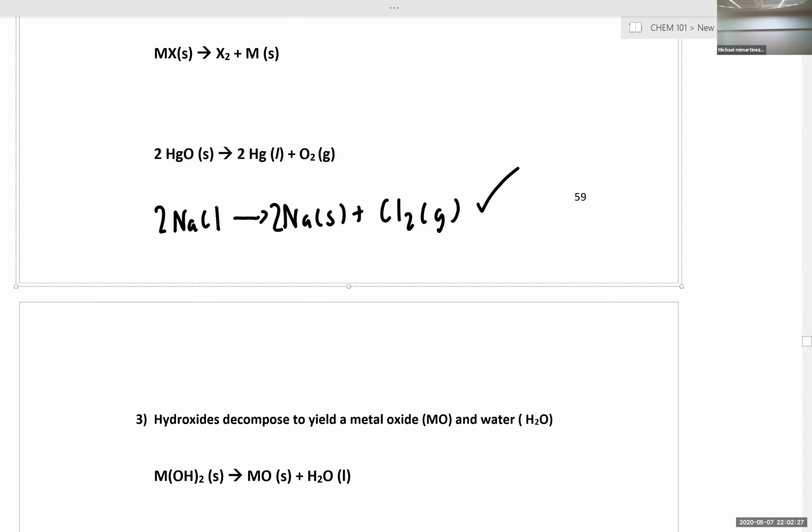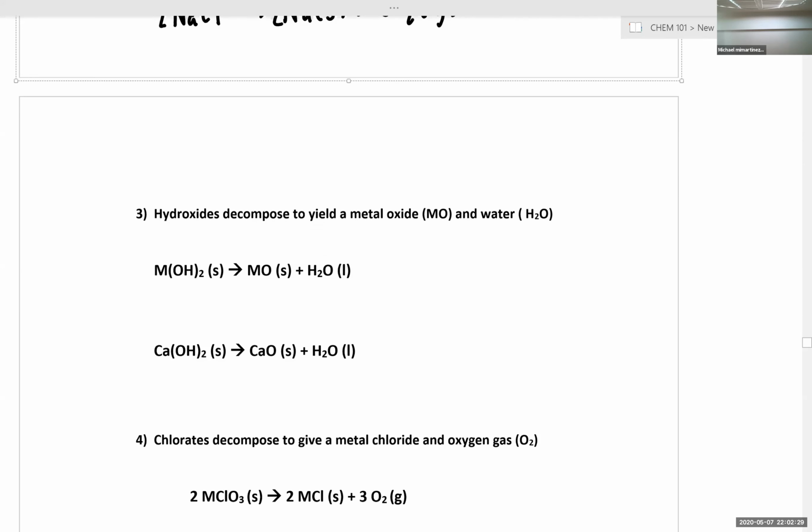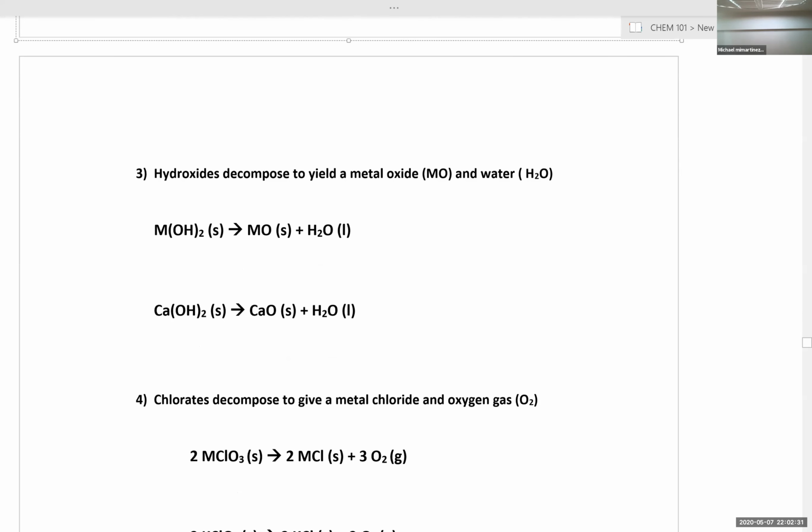Okay, perfect. So hydroxides, as we observed in the copper lab, decompose to yield a metal oxide and water. Let's look at a slightly tricky example. If we have aluminum hydroxide and we heat our aluminum hydroxide, what products will we generate as this hydroxide decomposes?